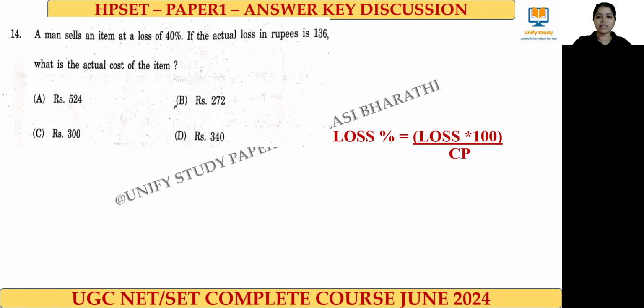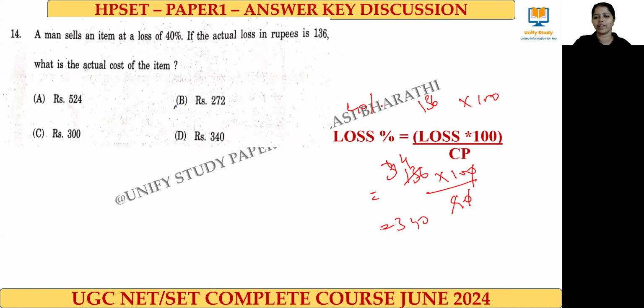Next one is a question from mathematical reasoning. Very easy, very simple formula. Loss percentage is loss into 100 by CP. The loss percentage is 40%. Loss is rupees 136 into 100 divided by CP. We don't know the CP, right? So CP will go here. So 136 into 100 divided by 40. When I do the calculation, I'll get 340. That's it.